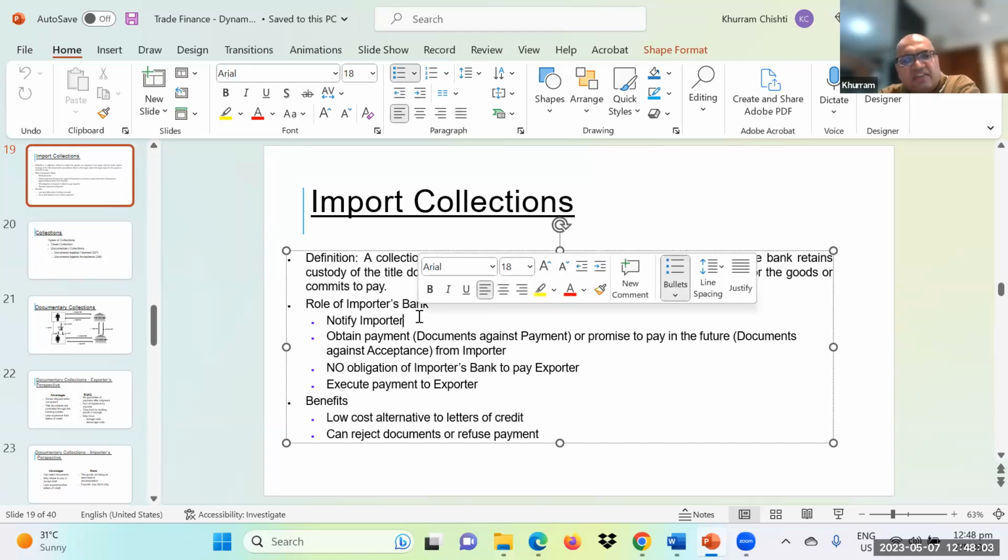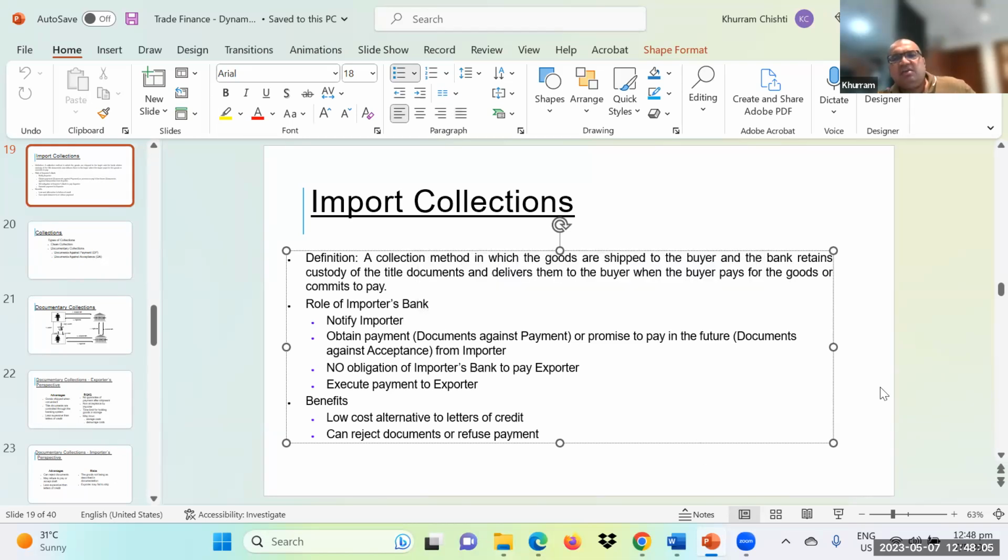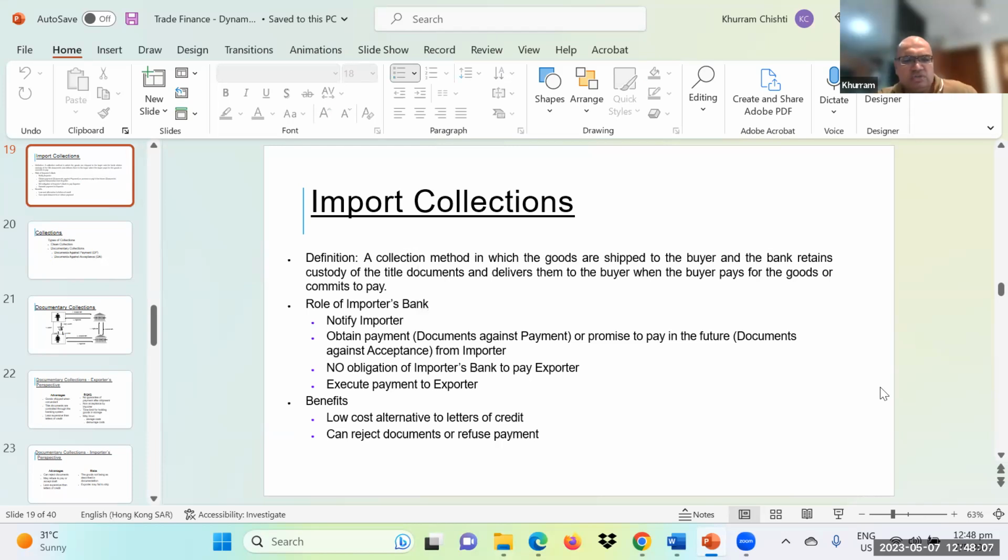What he will do, he'll notify the importer. He will say, Almaya, see, your documents have come. Usually, Almaya will have an account with NBF, and most likely Almaya will have some facilities as well, some overdraft facilities, some cash facilities. Okay. Now, obtain payment, document against payment, or promise to pay in future, document against acceptance from the importer.